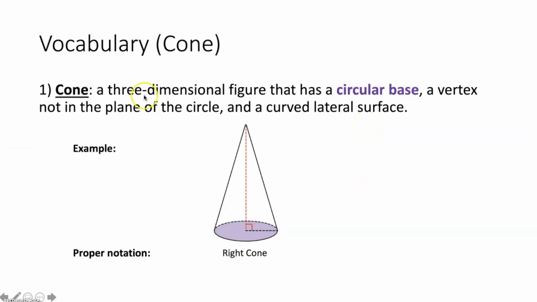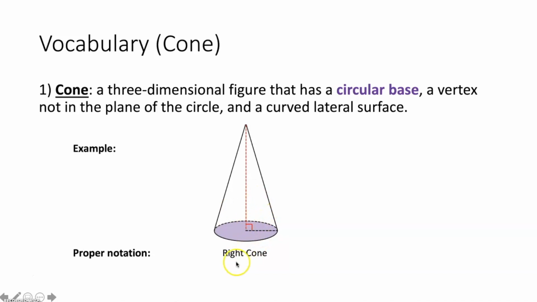Now let's talk about a cone. A cone is a three-dimensional figure that has a circular base, meaning its base is a circle. It has a vertex not in the plane of the circle, meaning its vertex is either above, below, to the left, or to the right of your given base. And it has a curved lateral surface, meaning it would not be considered a polyhedron. It does not have flat lateral faces. Instead, it has one curved lateral surface.